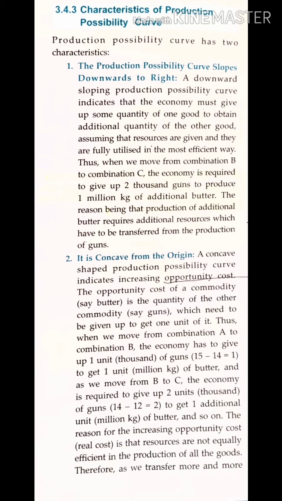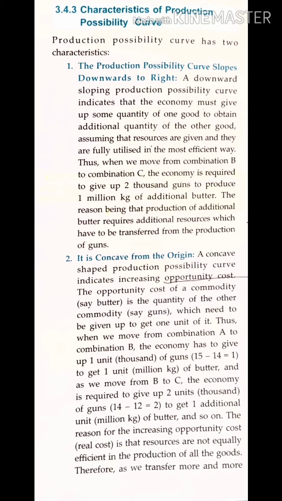Now second, it is concave from the origin. You know, convex, concave you have already studied. You can see it is concave from the origin. Origin means 0. If you check from 0, it is concave. A concave shaped production possibility curve indicates increasing opportunity cost.